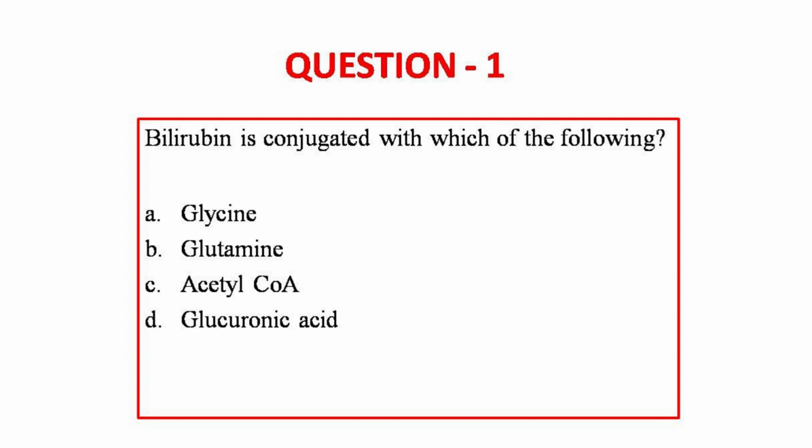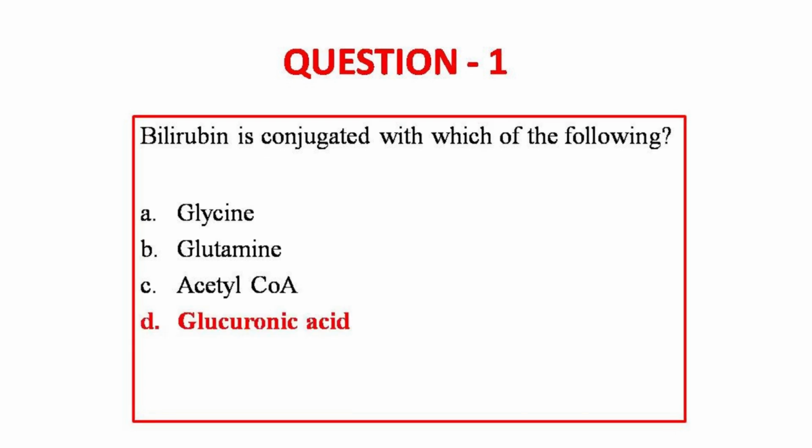Today we are going to see question and answers from physiology. So moving on to question number 1. Bilirubin is conjugated with which of the following? Glycine, glutamine, acetyl coenzyme A, glucuronic acid. The answer to this question is option D, glucuronic acid.